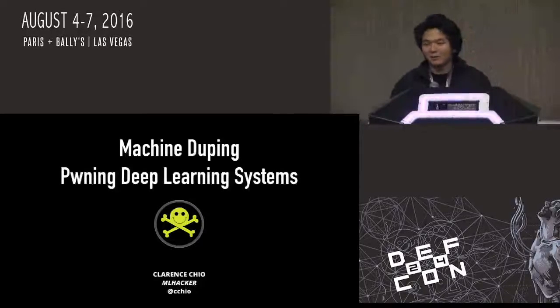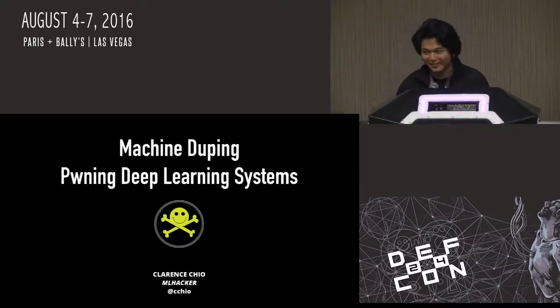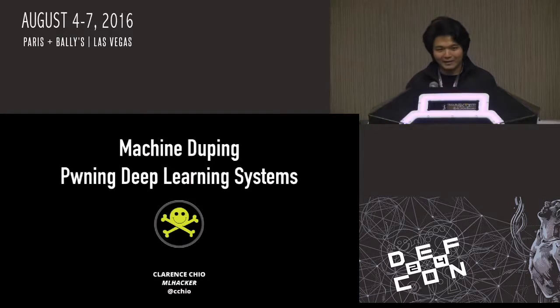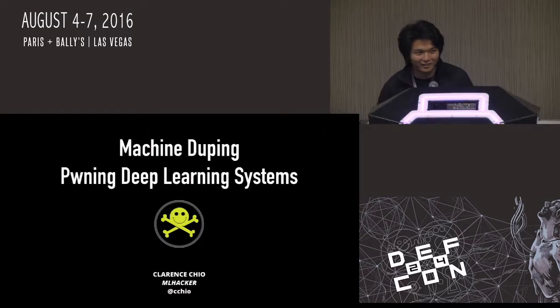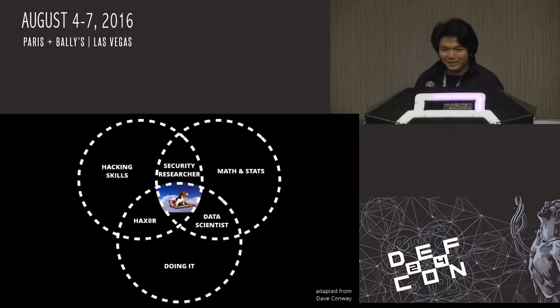So today we're going to be talking about machine learning. No one has not heard of machine learning, right? So specifically, what we're going to be talking about is how to bypass deep learning systems. Machine duping is what I'm choosing to call it. It's a really corny name, so if anyone has better ideas, come to me after the talk and we can talk about it.